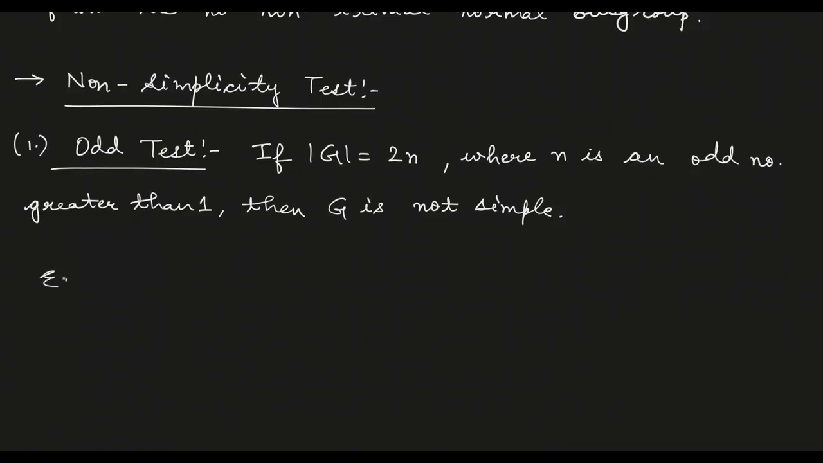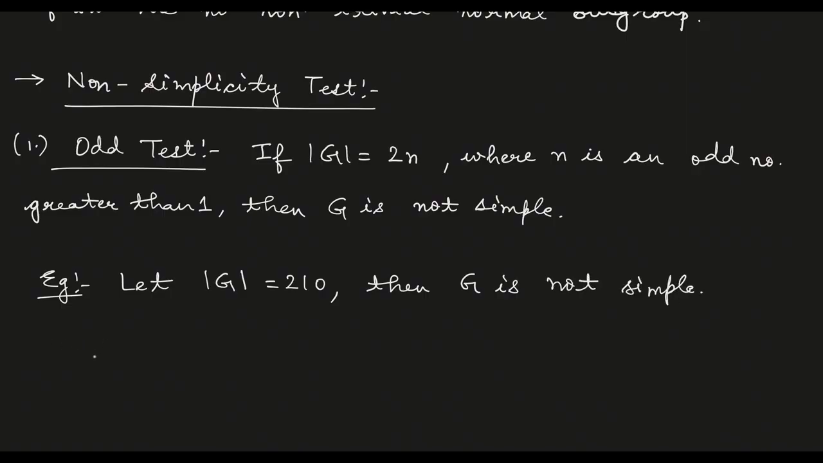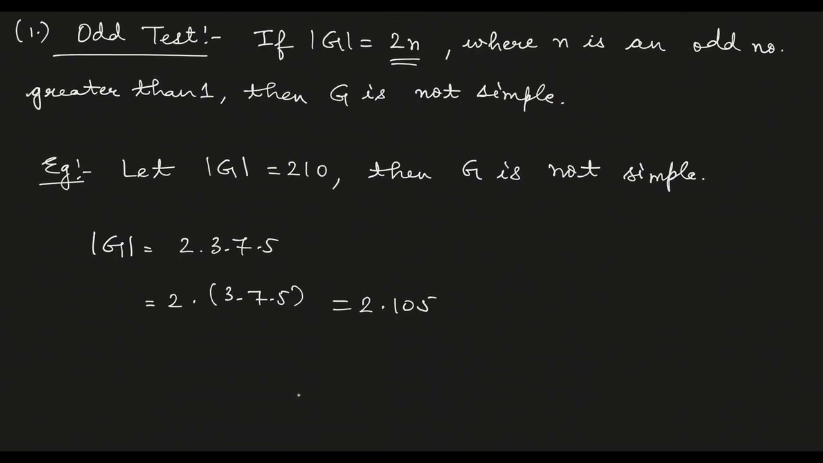For example, let the order of group G be 210. Then G is not simple because its prime factorization is 2 into 3 into 5 into 7. It is of this type only. This is 2 into 105. 105 is an odd number greater than 1. Therefore, by the odd test, G is not simple.